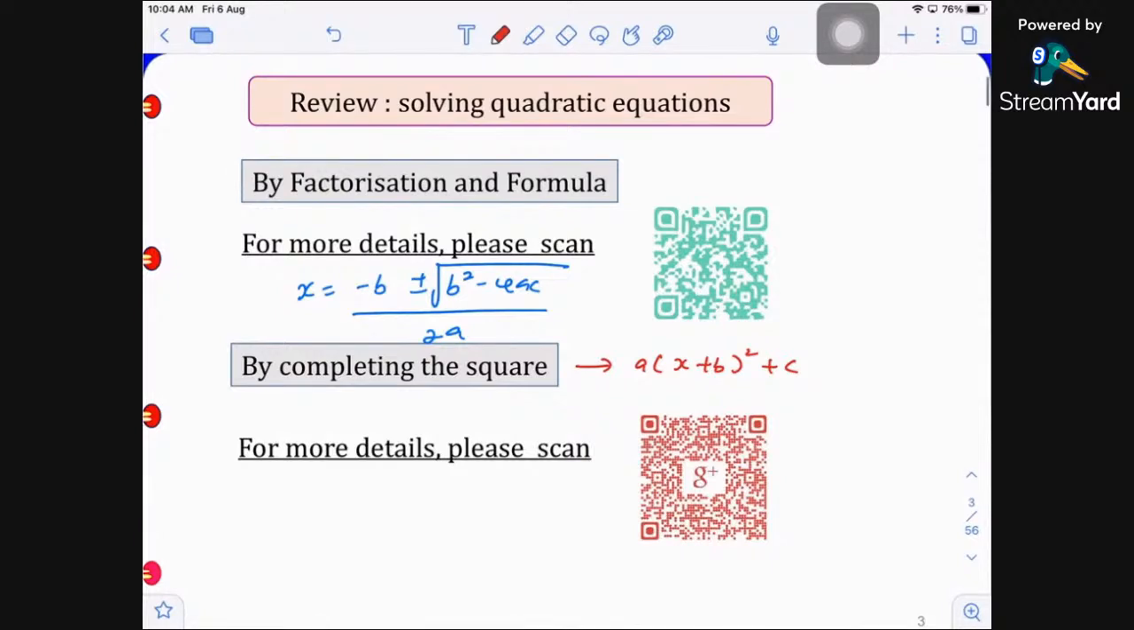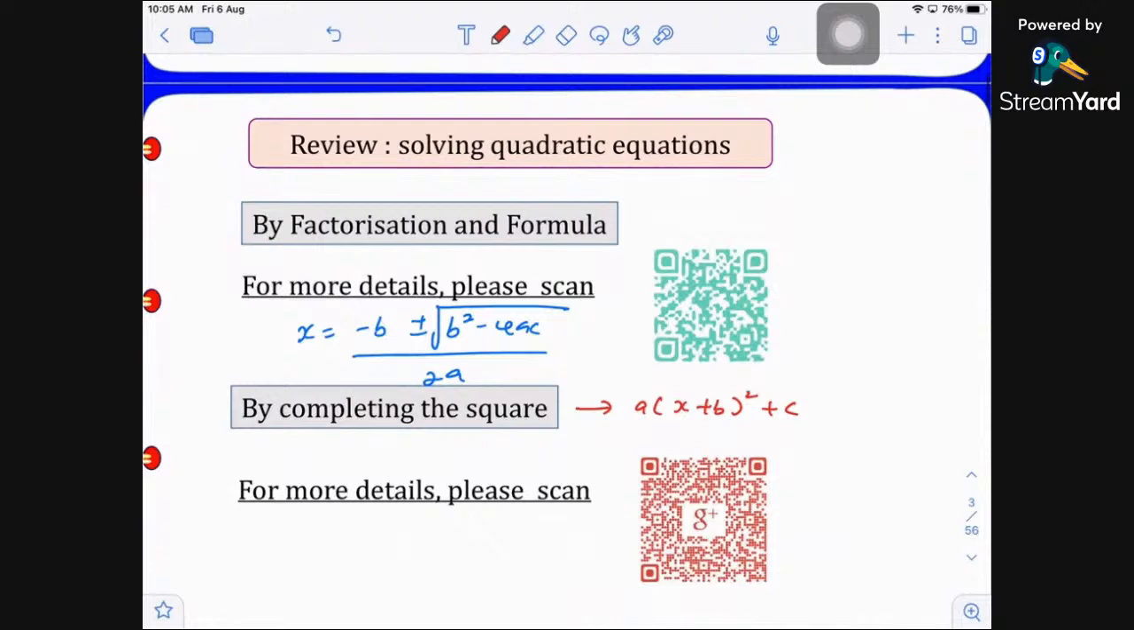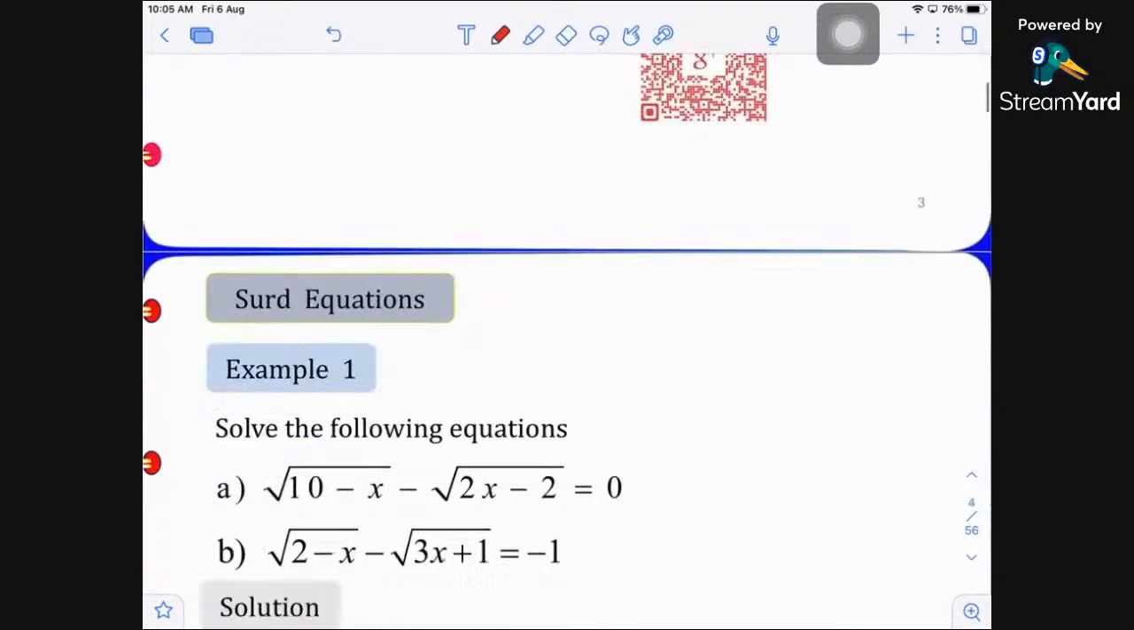Okay, so let's carry on some more. Later you can scan this and you can get more information on how to solve quadratic equations. If you want to revise your work, you can revise over here. Okay, good. Let's carry on.